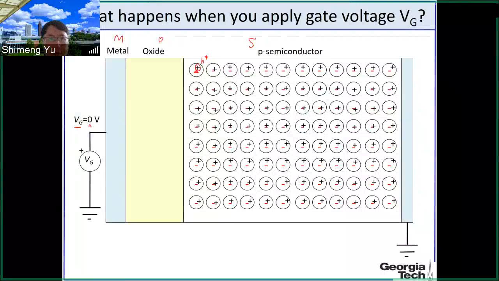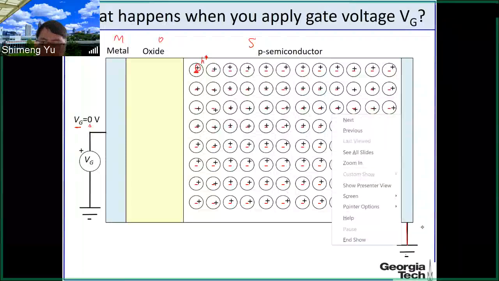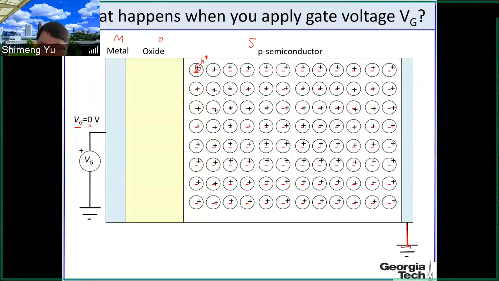So in the lectures today, we will always ground the substrate and we apply the voltage to the gate. So the substrate is the reference in this case. It's always ground and the voltage is applied to the gate and we call it Vg. Okay, so this is the equilibrium state, then nothing will happen.